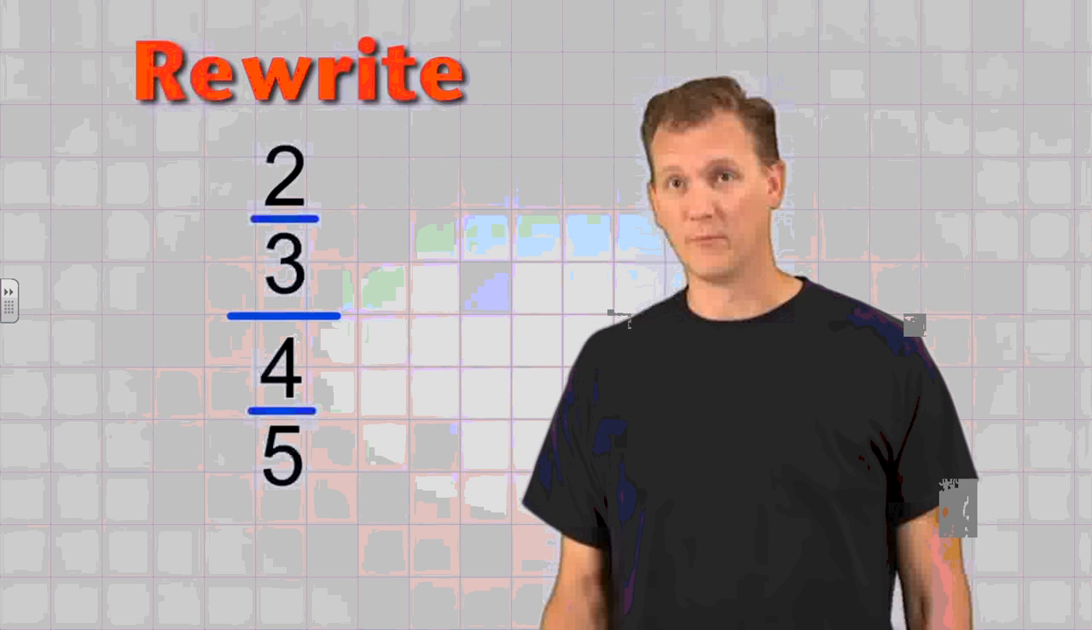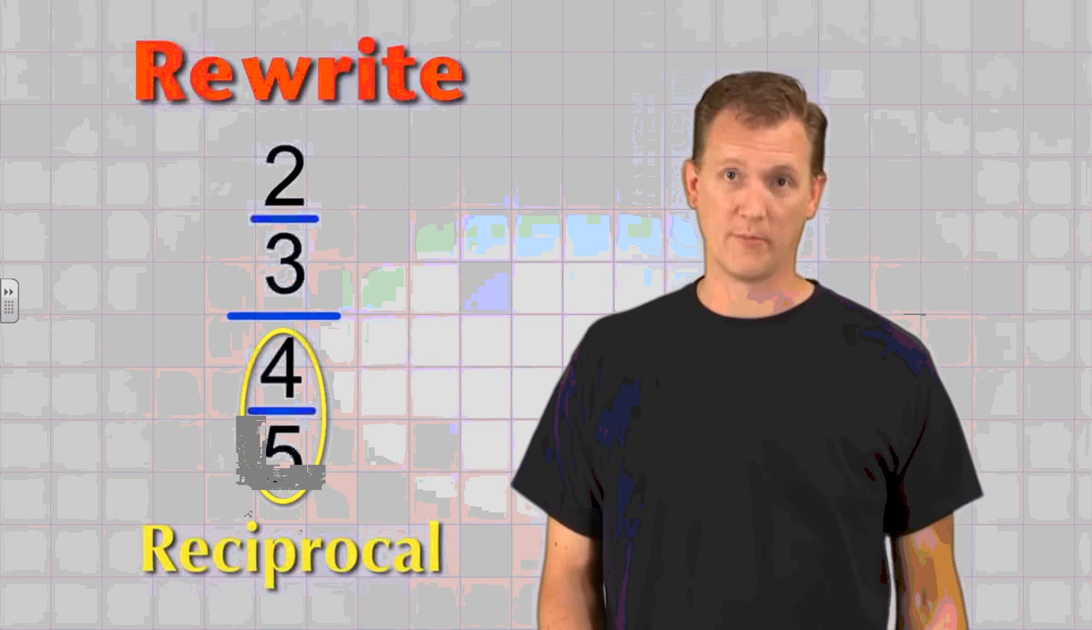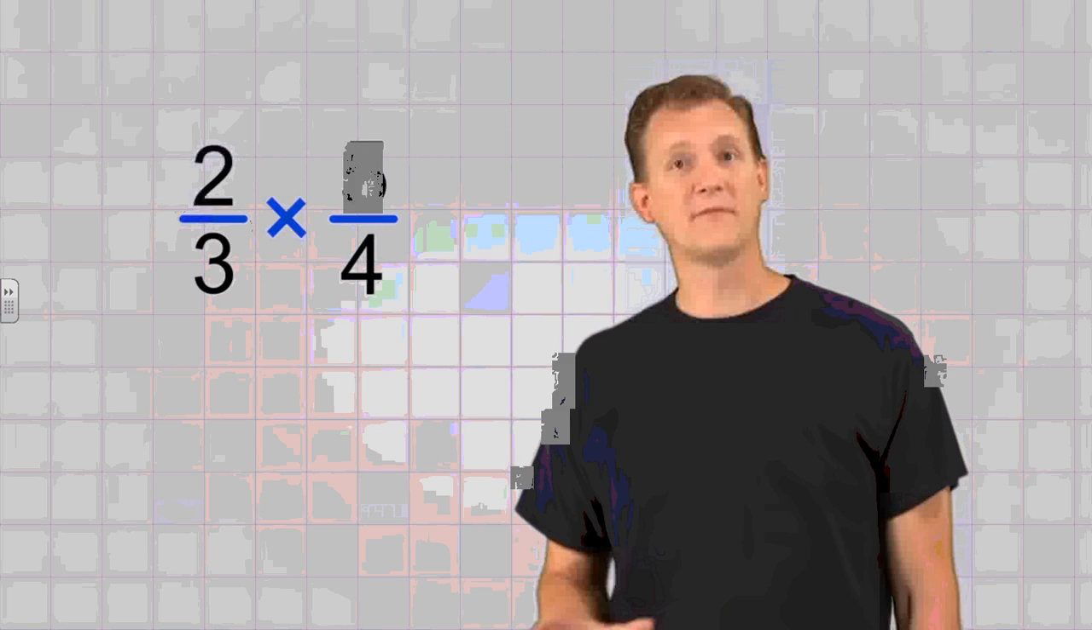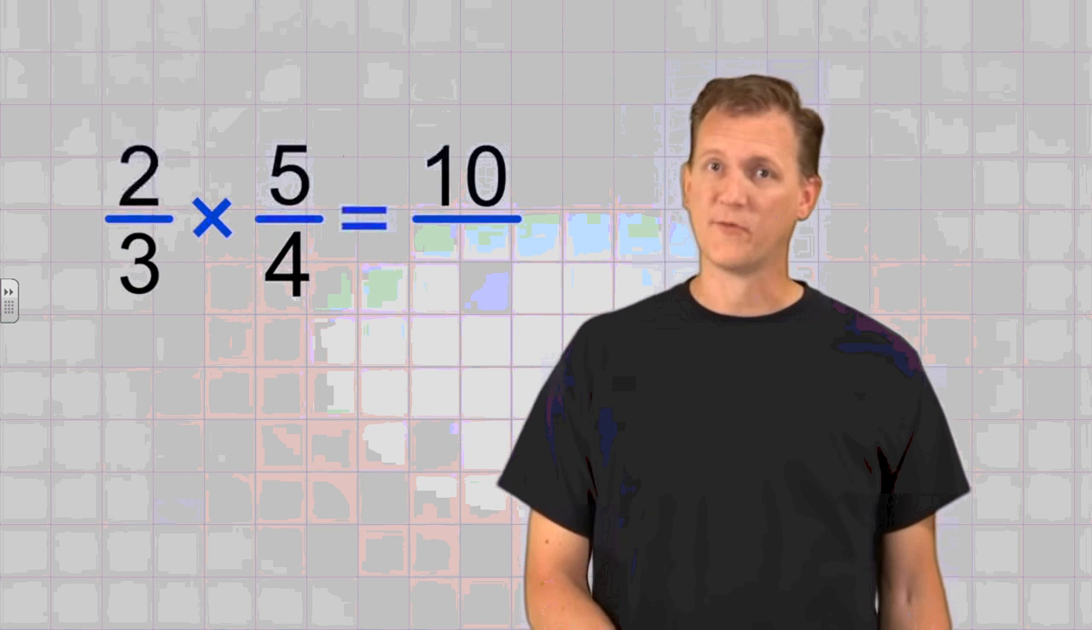But we can make it look a lot better. Let's rewrite this as a multiplication problem by taking the reciprocal of the bottom number, the fraction that we're dividing by, and multiplying it by the fraction on top. There. That looks easier to do, and it's really the same problem. We just need to multiply to get the answer. So 2 times 5 equals 10, and 3 times 4 equals 12.